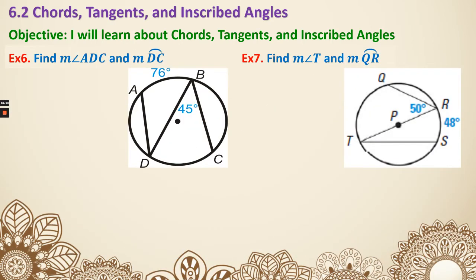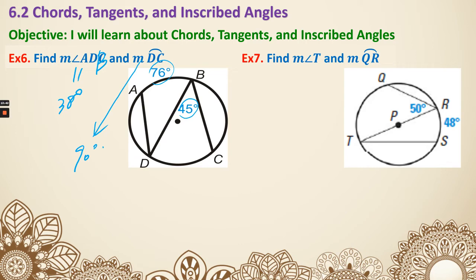Next, example 6. Find measure ABC, that angle, and measure of DC. I'm pretty sure that's a typo. This should be ADB. And ADB is just half the arc that is facing. That is going to be 38 degrees. And then DC is 45, that's facing. So that times 2 is going to be 90 degrees.